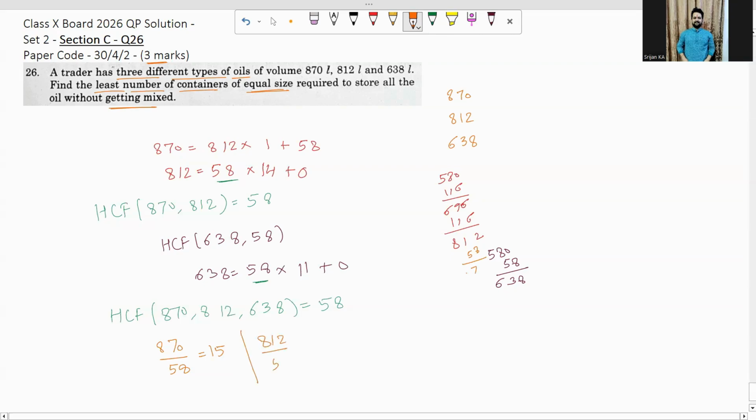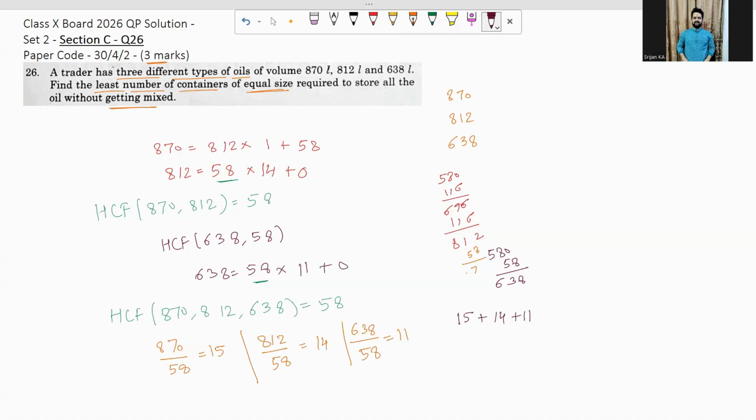Now you want to know for 812 how many you will need. That we have already found, 14. And for 638, how many do you need? That again we have already found, which is 11. But the answer is still not here. The answer would be the sum of these. You wanted the least number of containers, so that is 15 plus 14 plus 11, which is 40. 40 is your correct answer, which is the least number of containers, all of equal size, 58 liters each, required to store all of the oil without any of it getting mixed.